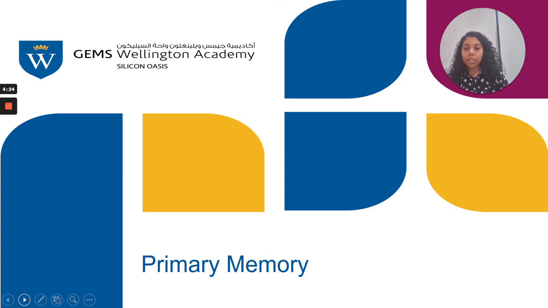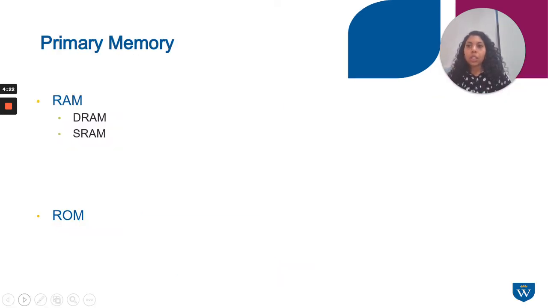So let's have a look at primary memory. Primary memory, as we mentioned, is broken down into RAM and ROM. RAM also has 2 subcategories, so dynamic RAM and static RAM.